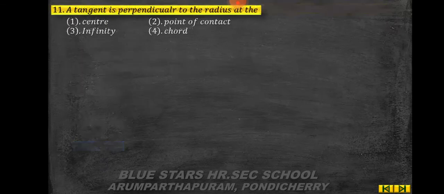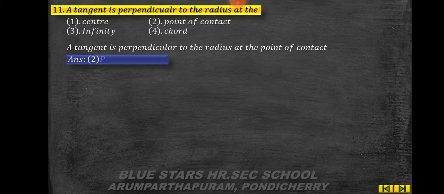Then question number 11. A tangent is perpendicular to the radius at the option 1 center, option 2 point of contact, option 3 infinity and option 4 is chord. So a tangent is perpendicular to the radius at the point of contact. Option 2 is point of contact.